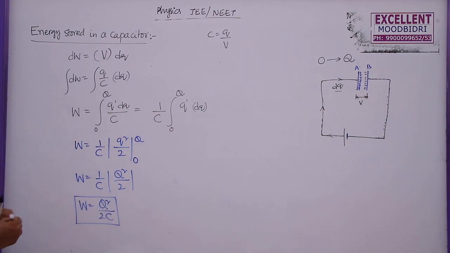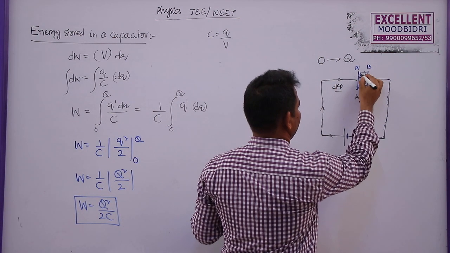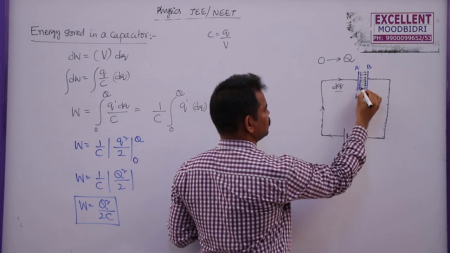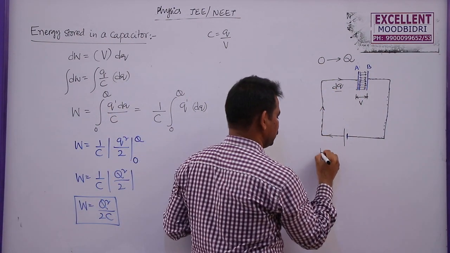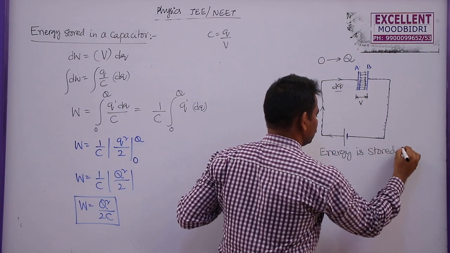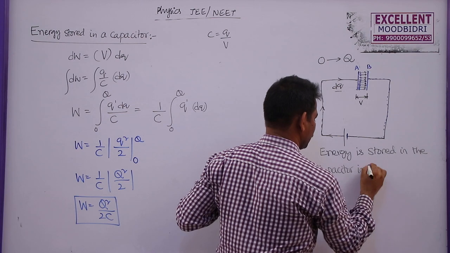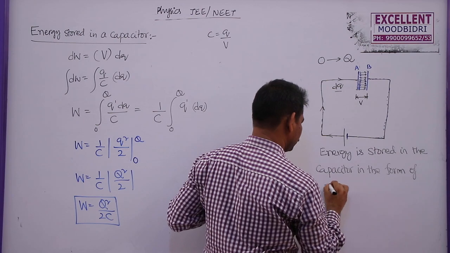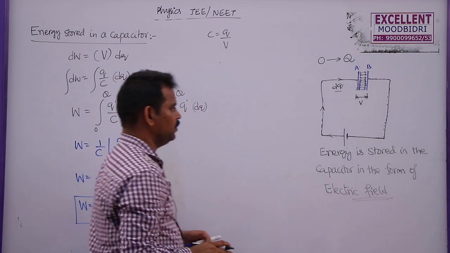We know that the work done to give this charge will be stored as energy between the two plates in the form of electric field. Why? Because this is positive charge, this is negative charge. A field will be induced between these two plates. So energy is stored in the form of electric field. Remember this point: energy is stored in the capacitor in the form of electric field between the two plates.